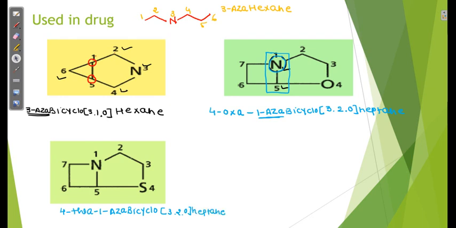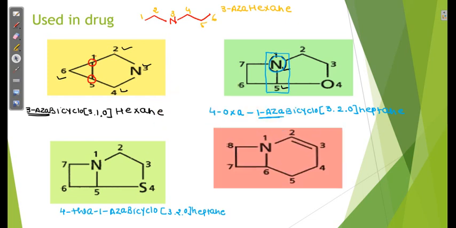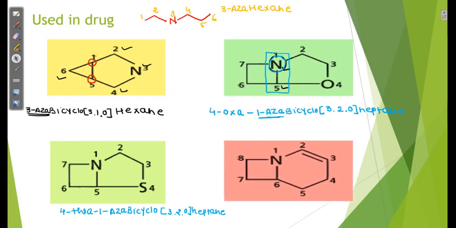heptane. Let us, you try for this. Numbering is given. Instead of heptane, you have to write octane, and one S is there. Let us see. You try and write in the comment box if you are able to give the answer for this. Okay. So let us see one more example for that case also.